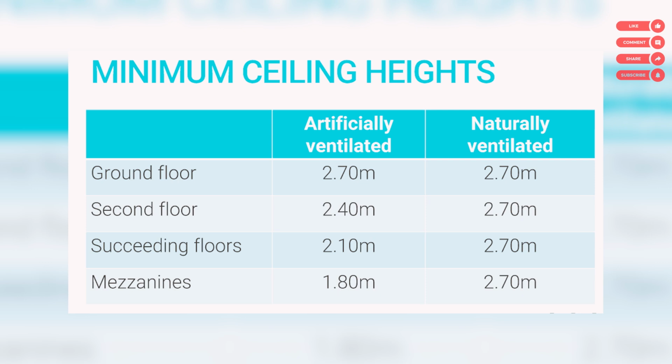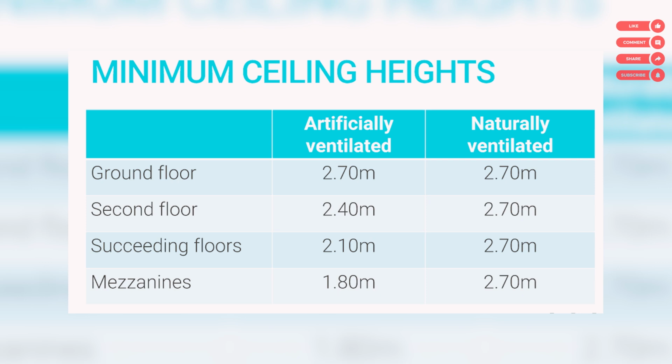Anong floor ba yung tinatanong mo? Because iba-iba yan per floor. And is the building artificially ventilated or naturally ventilated? Kasi nag-iiba rin yung sagot depending on whether it's artificially or naturally ventilated. So let's start with an artificially ventilated building. Artificially ventilated yung building. Ang tanong, ano yung required ceiling height? Ground level, 2.7. Second level, 2.4. Succeeding levels, 2.1. Mezzanine is 1.8. Minimum yan. Feel free to increase if you want.